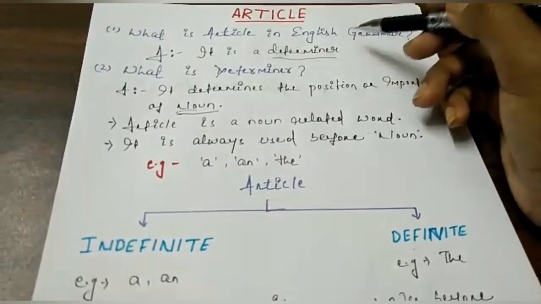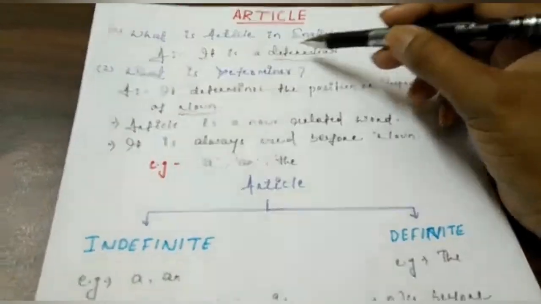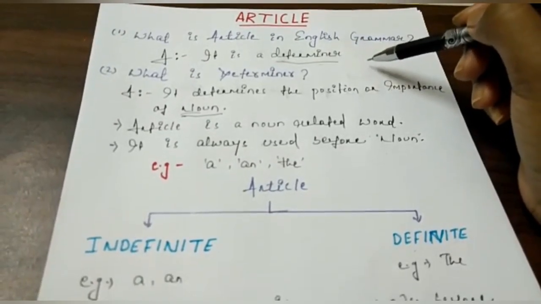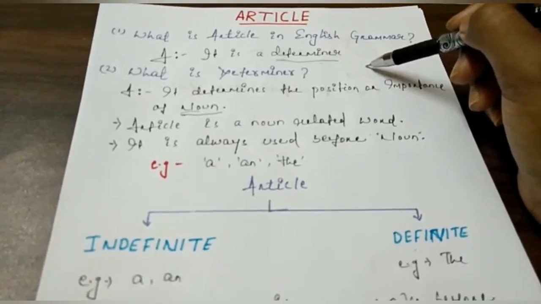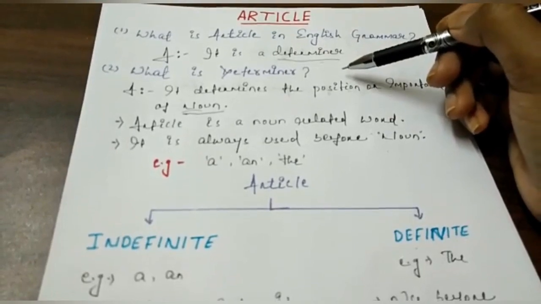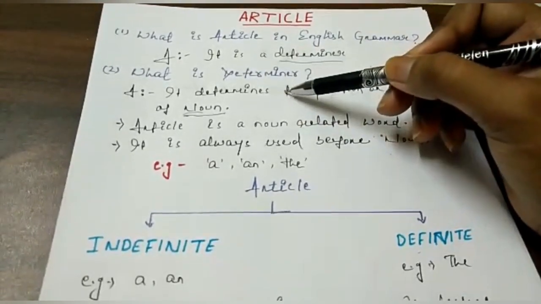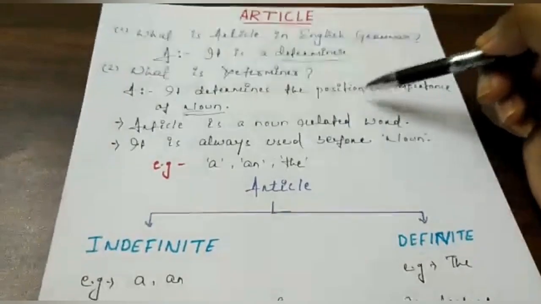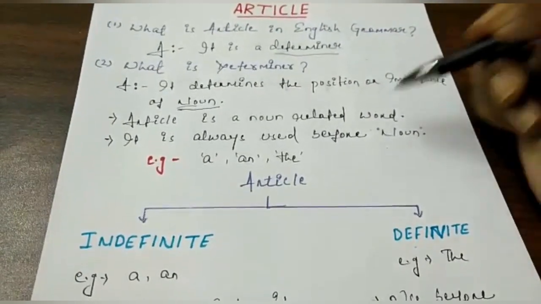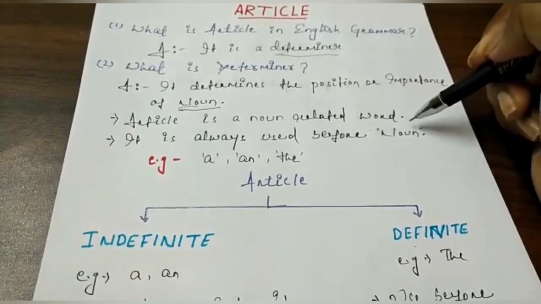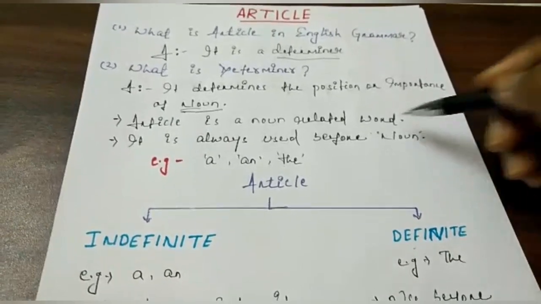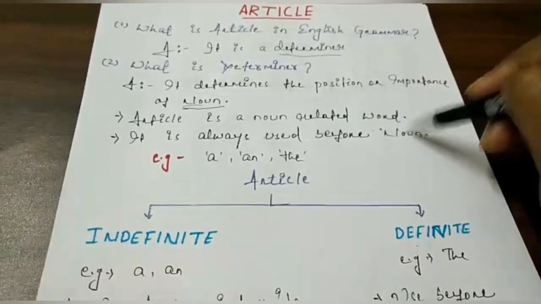So now come to the point. What is article in English grammar? The answer is, it is a determiner. Then suddenly it comes to our mind, what is a determiner? A determiner determines the position or importance of a noun. So article is a noun-related word. It is always used before a noun. So these are the basic things about article.